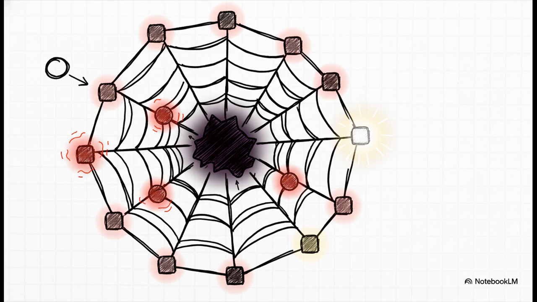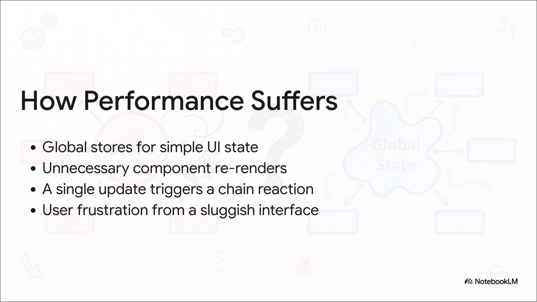Because Redux usually relies on one giant global store for absolutely everything, it creates this tangled web. A tiny little update in one forgotten corner of your app can send shockwaves across the entire system. You might not even notice it while you're coding, but trust me, your users, they will feel every single millisecond of that lag. So let's get into the nitty-gritty of how this happens.